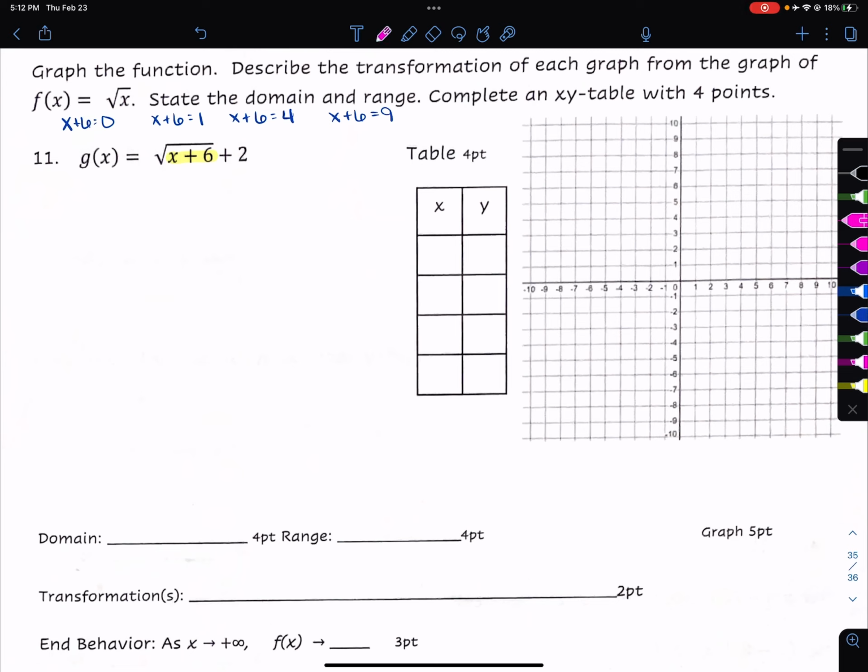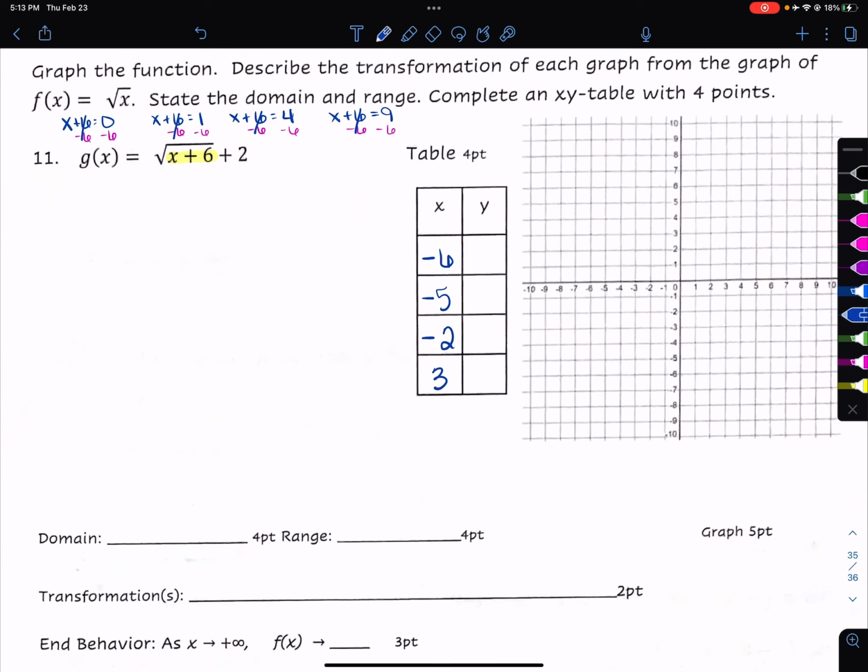All right, we're going to go ahead and isolate x. So we're going to subtract 6 on both sides so that we can get x by itself. Here, I'm going to have x equals negative 6. That's my first input value. Over here, I'm going to have x equals negative 5. Here, I'm going to have x equals negative 2. And on the last one, I will have x equals 3.